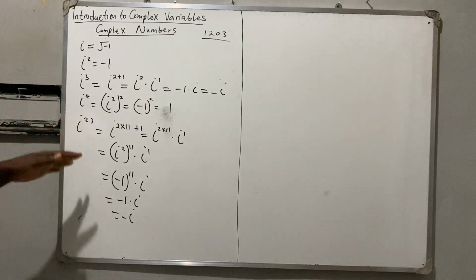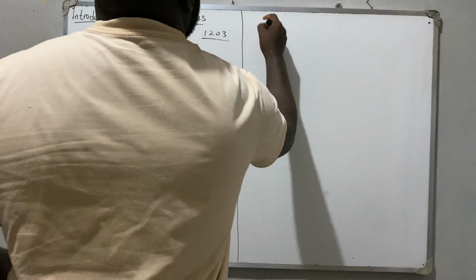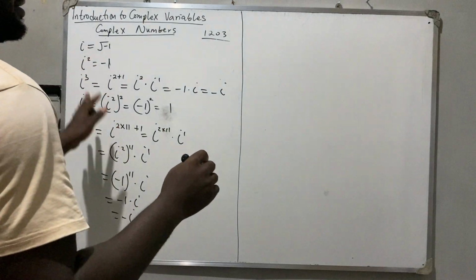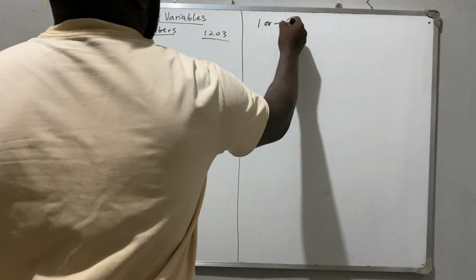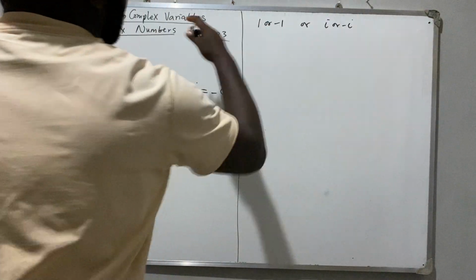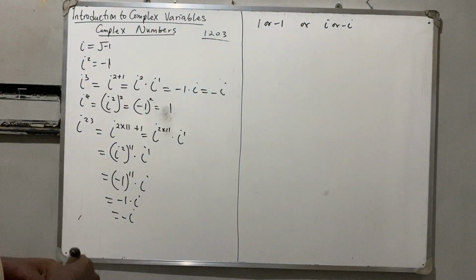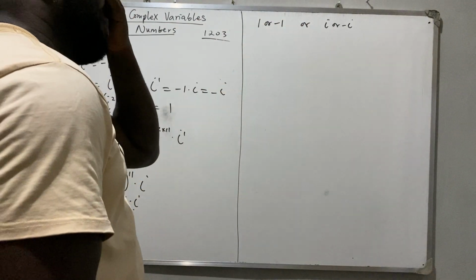Now, if you look at this, it has a pattern. The pattern is that if you notice, the only answer you will be getting is either you get 1 or you get minus 1, or you get i or minus i. So these are the only answers that you can get.